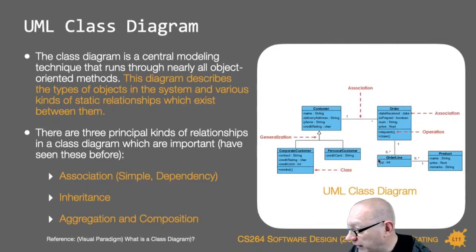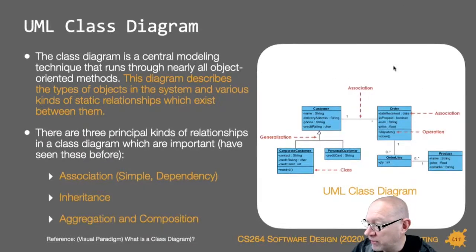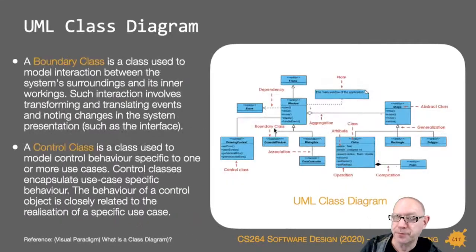We have orders, and we have an order line and a product associated with order, and we can see that we have some multiplicity information around the associations as well. So a customer can have many orders, and each order will include 0 or more order lines, and each order line will have a product. Okay, so we can read this and we'll see a little bit more about that in a little while.